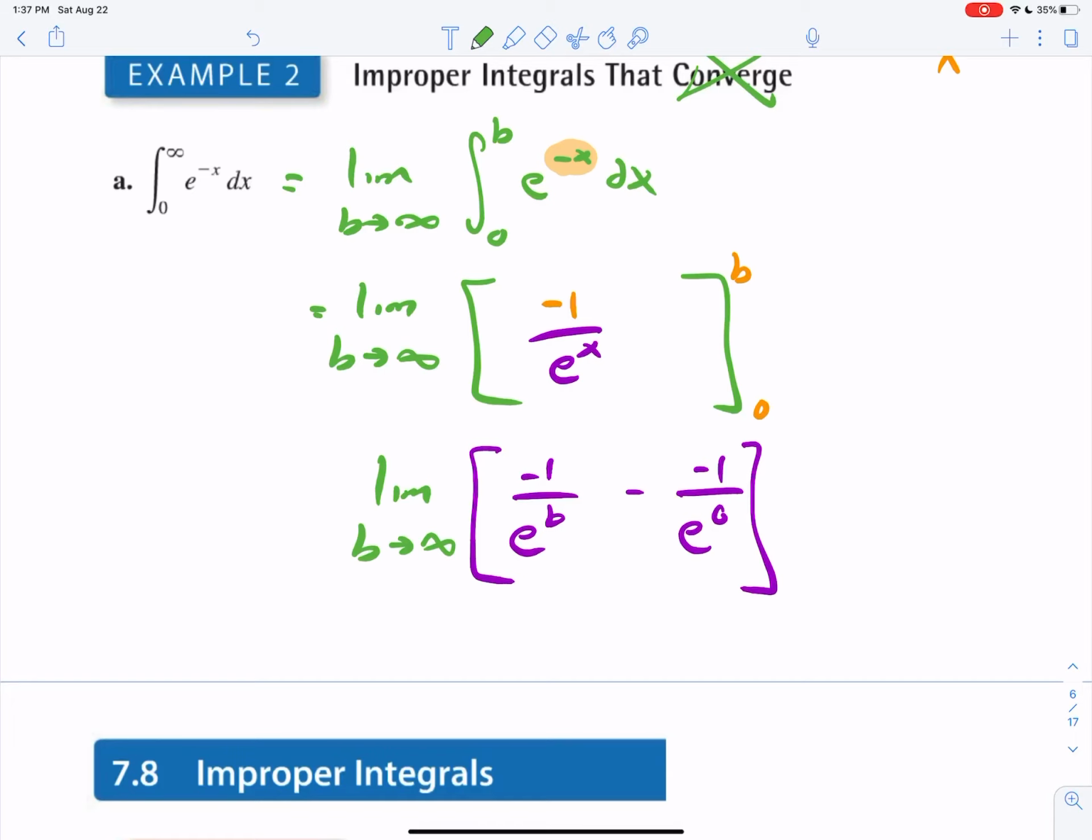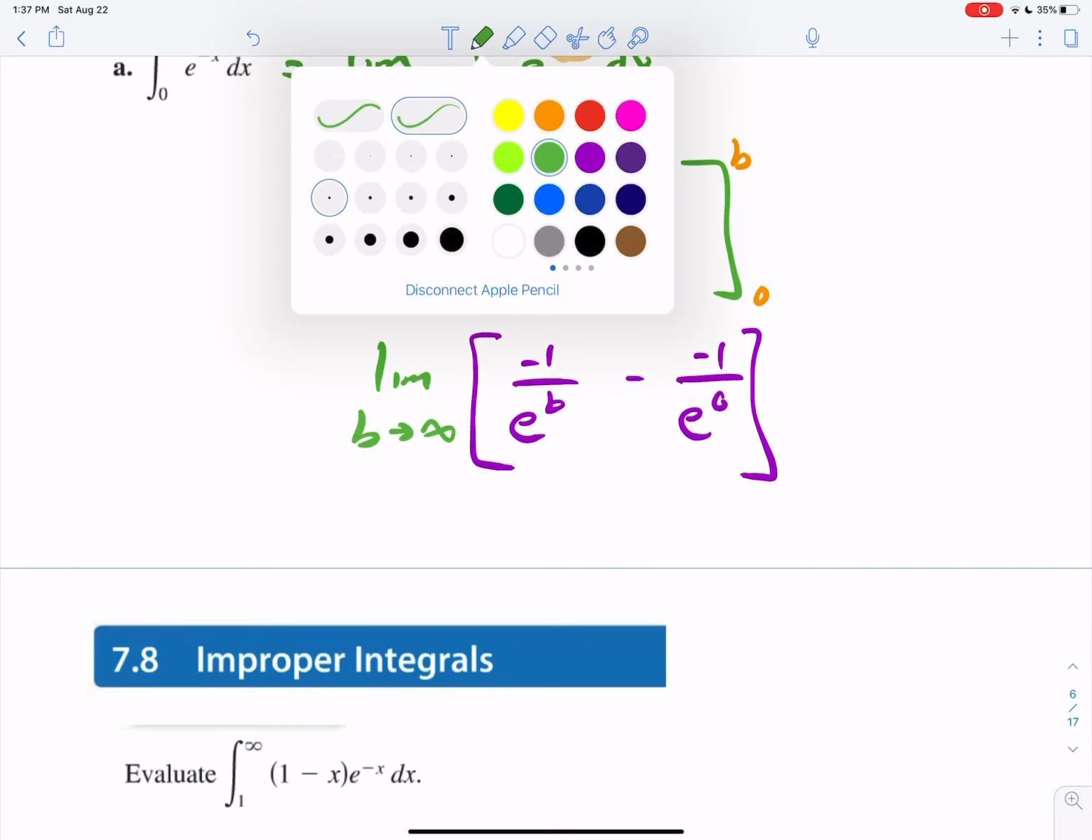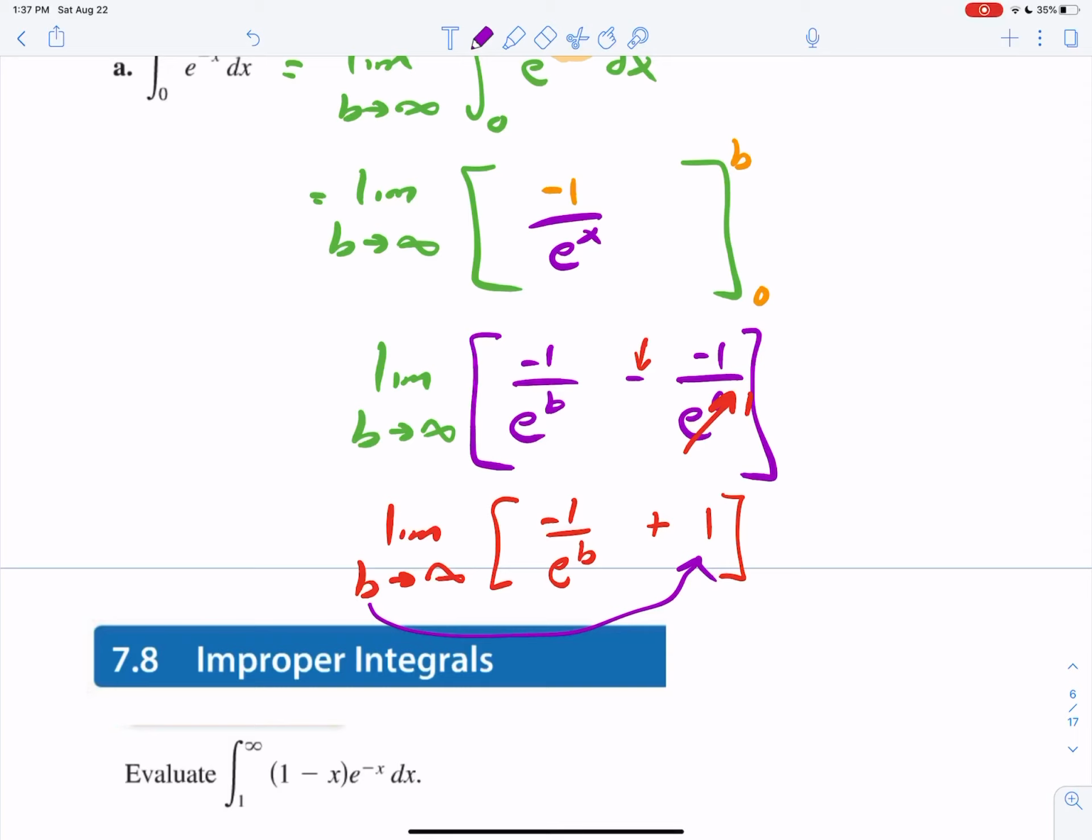And again, this is new, so it's going to look weird, all right? Okay. E to the 0, you guys should know is 1. So -1 divided by 1 is -1. But there's also this minus sign here, so we got something like a +1. And then I'll bring that limit down. Okay, so just think about this here. B has nothing to do with this 1. So that 1 will stay as a 1.